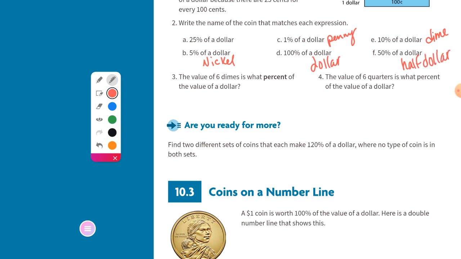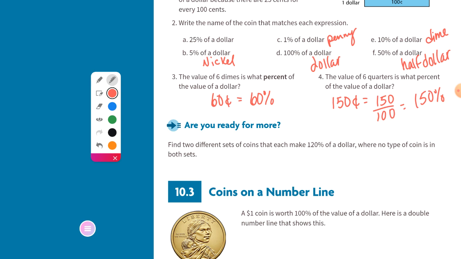The next one says the value of 6 dimes is what percent of the value of $1? Leo? 60%, because it's worth 60 cents. So it's 60% of $1. On number 2, the percentages is also how many cents it is. Correct. Yep. Number 4, the value of 6 quarters. Ellie? 150%, because it's 150 cents. So that'd be 150 over 100. So yes, 150%.